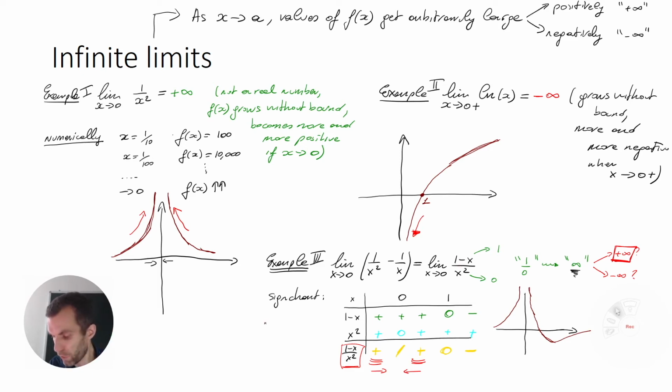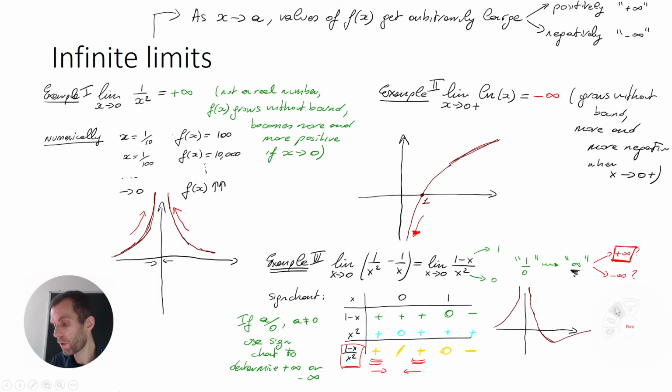This calculation with the sign chart is very good if you have an expression like what we have here, where you have something that's of the form a over 0, with a itself not 0, then use a sign chart to determine whether it's plus infinity or minus infinity.